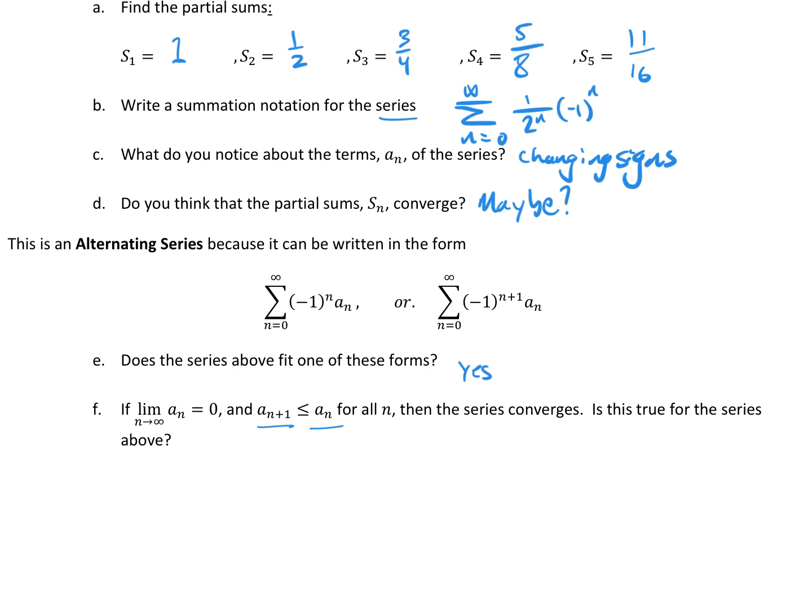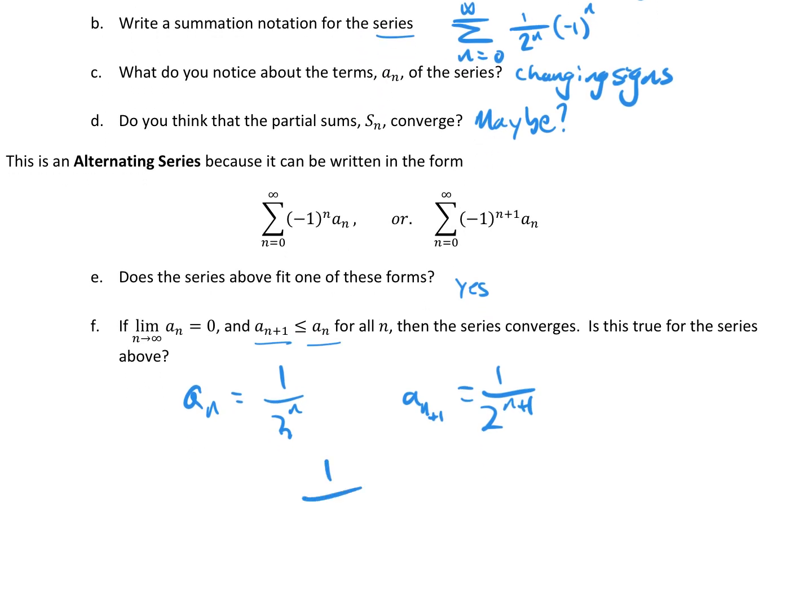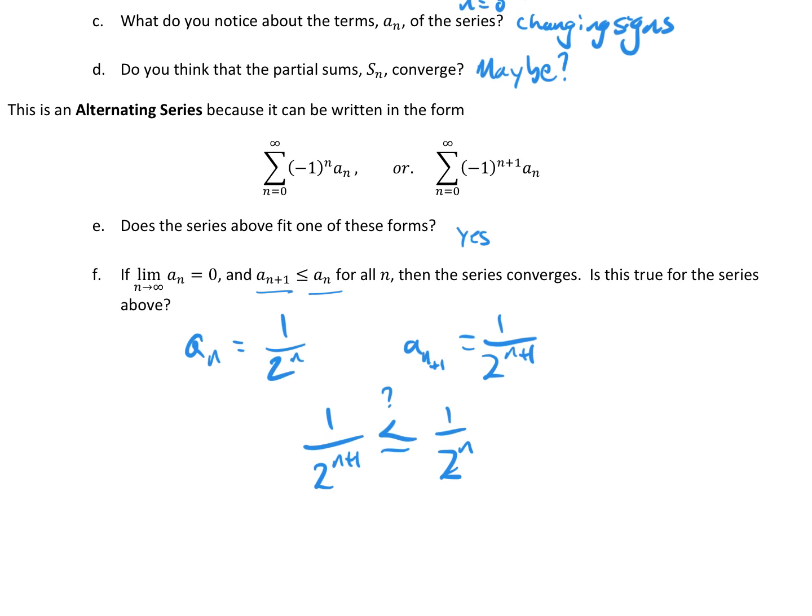All right, is this true for the series up above? Well, let's find out. Our a sub n is 1 over 2 to the n. And a sub n plus 1 would be 1 over 2 to the n plus 1. So the question is, is 1 over 2 to the n plus 1 less than or equal to 1 over 2 to the n? And we might put a question mark there because we're asking ourselves that question. Is that true? Well, if we multiply both sides by 2 to the n and then by 2 to the n plus 1, in other words, cross multiply, we can rewrite this as 2 to the n is less than or equal to 2 to the n plus 1, and this is true.